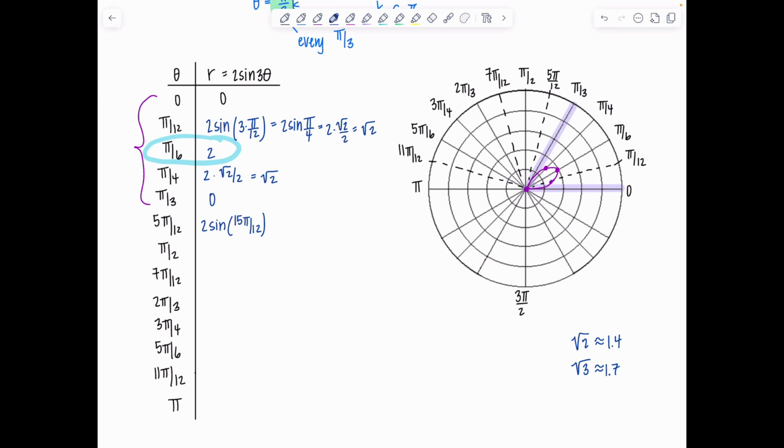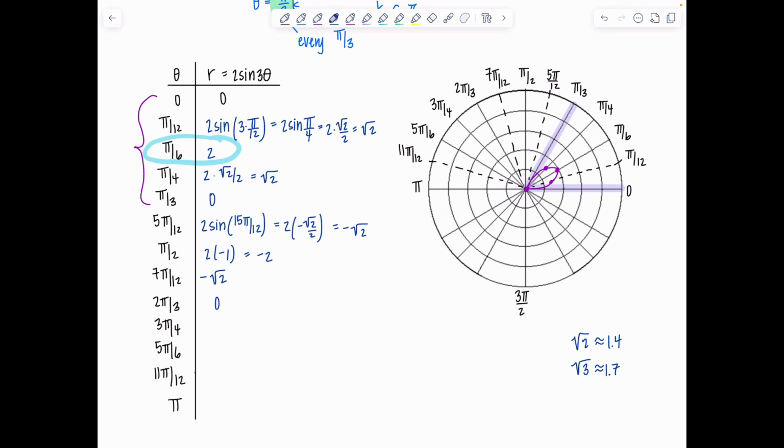So then we're in quadrant 3. So sine is negative rad 2 over 2. So then this is negative rad 2. At pi over 2, this is 2 times sine of 3 pi over 2, so 2 times negative 1, which would be negative 2. 7 pi over 12, this would give us negative rad 2. And then at 2 pi over 3, we're back to 0.